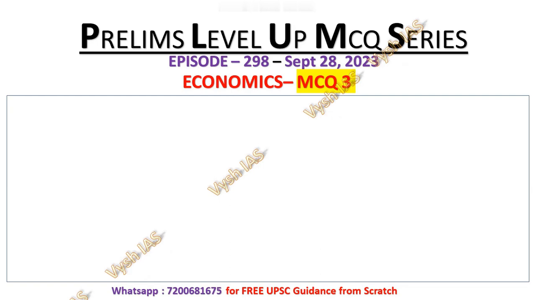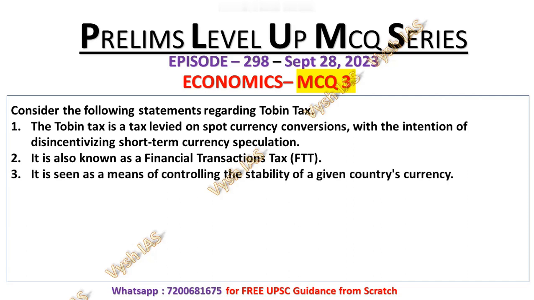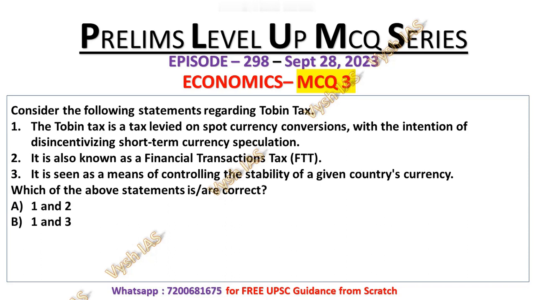Move on to MCQ number 3. Consider the following statement regarding Tobin tax. The Tobin tax is a tax levied on spot currency conversion with the intention of disincentivizing short-term currency speculation. It is also known as financial transaction tax. It is seen as a means of controlling the stability of a given country's currency. Which of the above statement is or are correct? 1 and 2, 1 and 3, 2 and 3, 1, 2 and 3. I will give you 10 seconds. Try to answer this question.